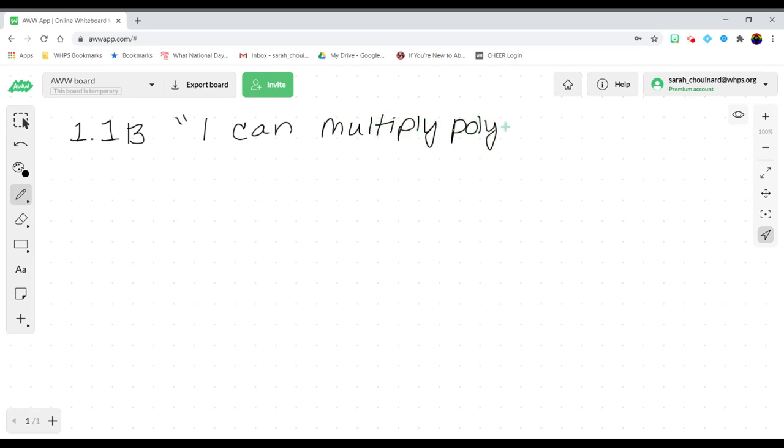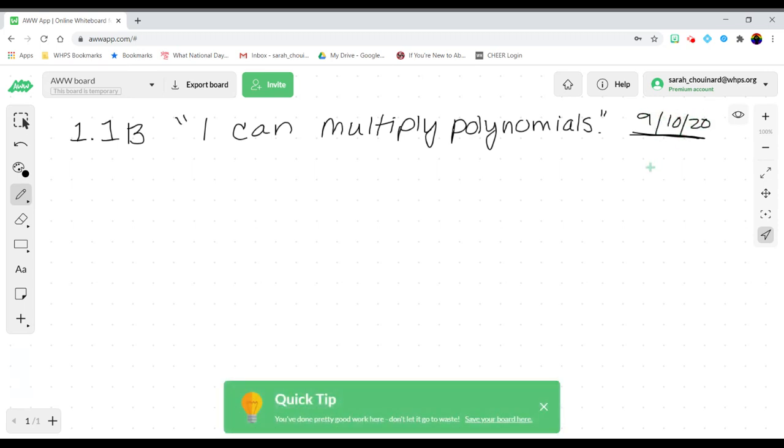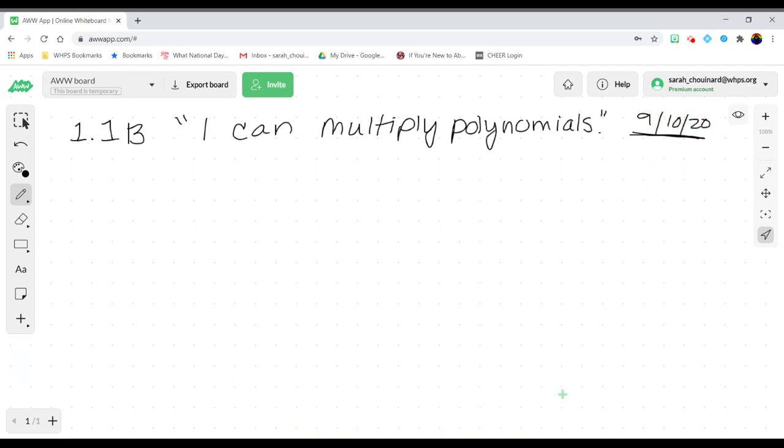So in our last video, we covered adding and subtracting. In this video, we're going to cover multiplying. We won't cover dividing this year. That's actually something you do in Algebra 2. And just don't forget to put a date up in the top. I'm recording this on the 10th, but you will be watching this later next week.